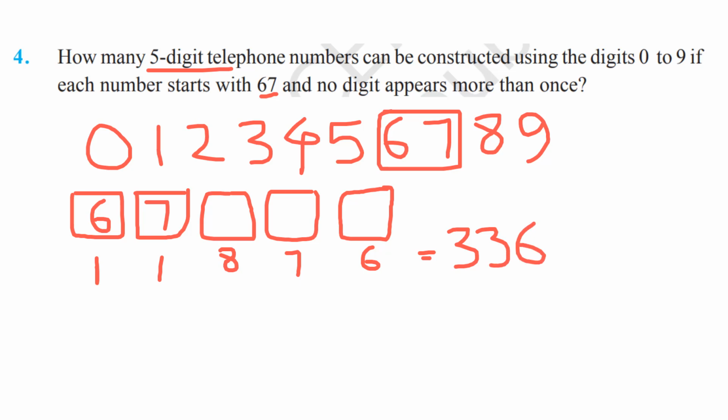So this is the answer. We can have 336 5-digit telephone numbers starting with 67 and using the digits 0 to 9 only once.